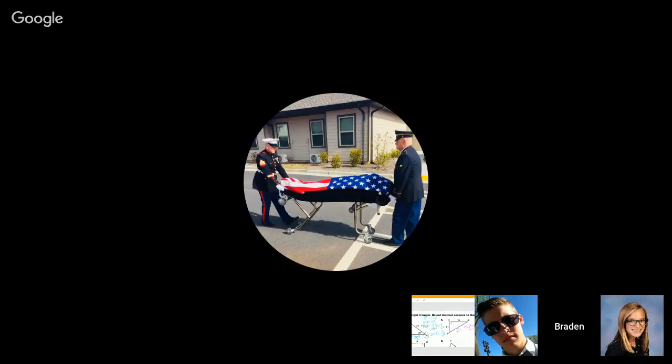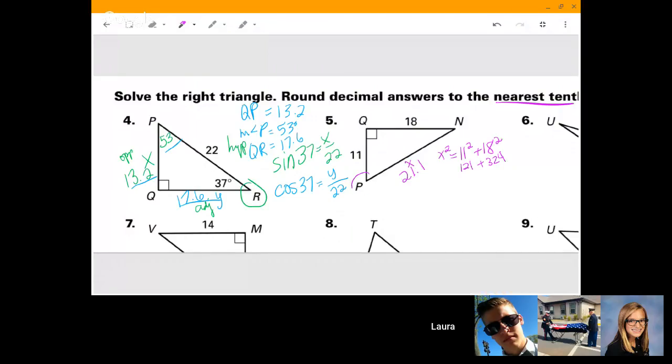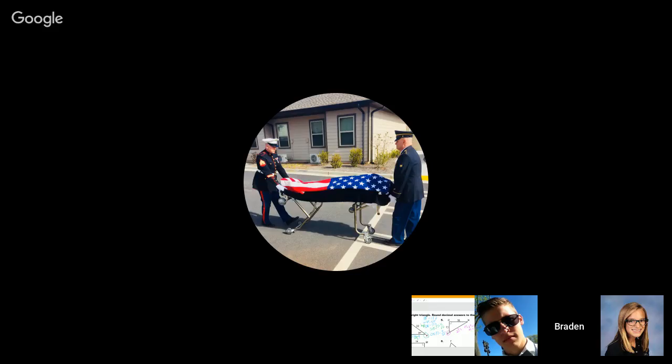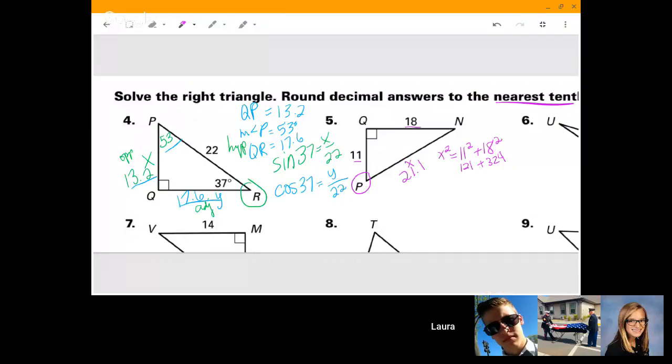So let's see. Let's find P first. It doesn't matter, but we'll just go for P first. So it's fine to use this decimal we just got, but in order to keep your answer as accurate as you can, since we know we rounded that decimal, let's use the 11 and the 18 so that we won't be dealing with that stuff we've already rounded. Does that make sense to everybody? Yes, ma'am.